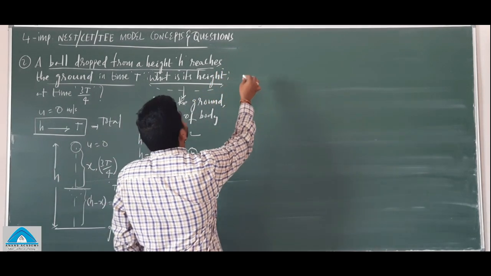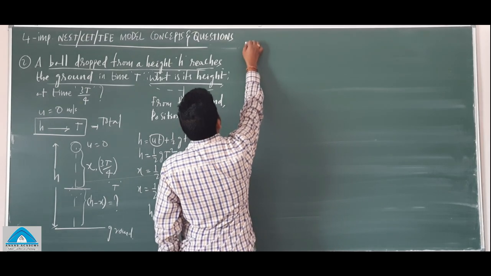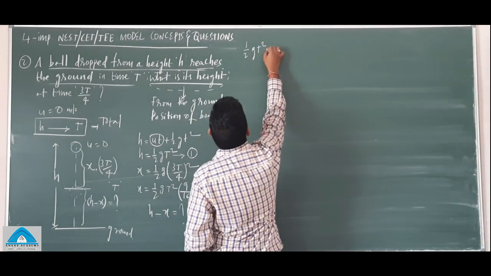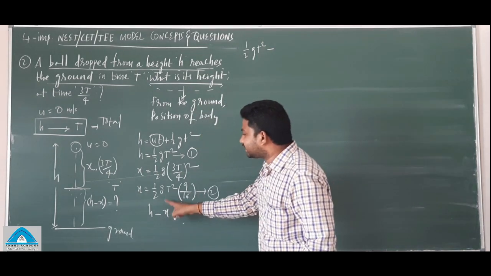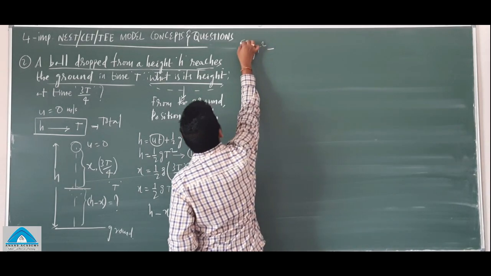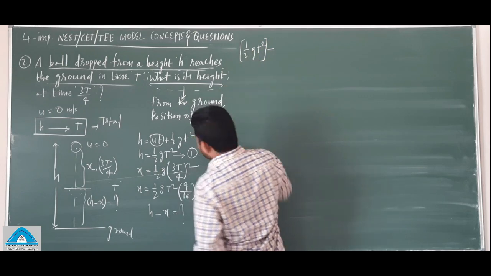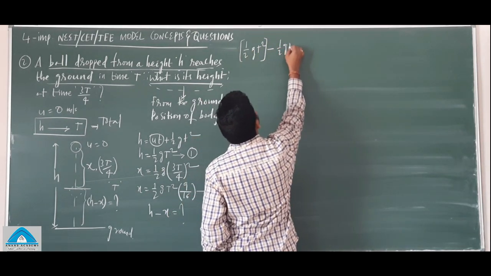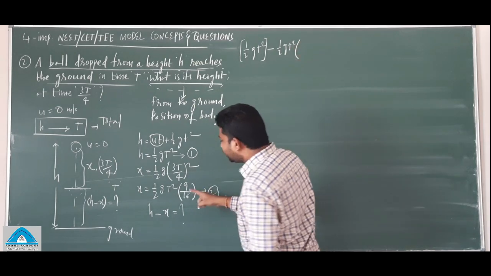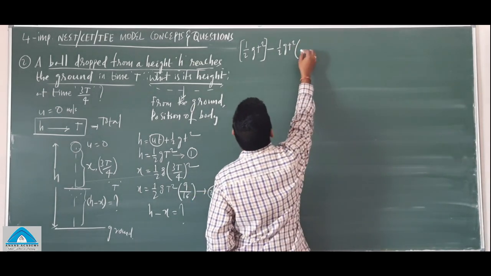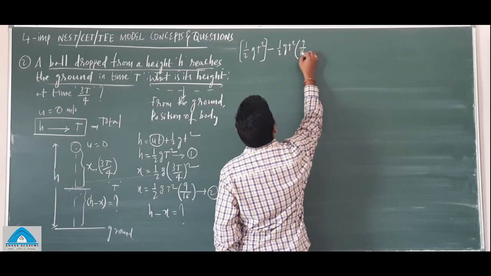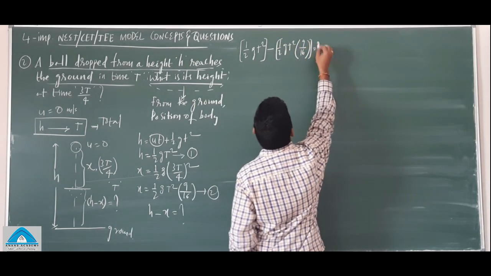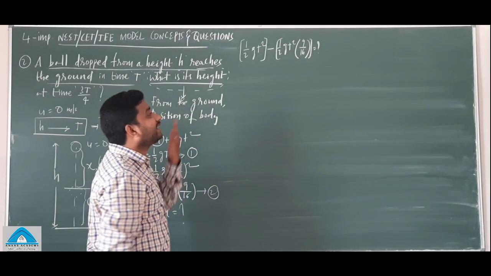Your h is equal to half g capital T square minus, what is x here? This is x. So this is h and x I am writing x. Half g capital T square into 9 by 16, 9 divided by 16. So this is our required answer. Right? Our required answer is this one.